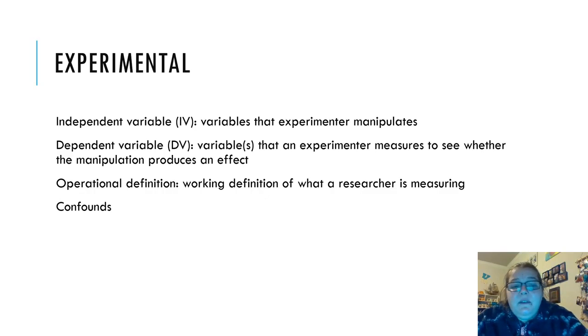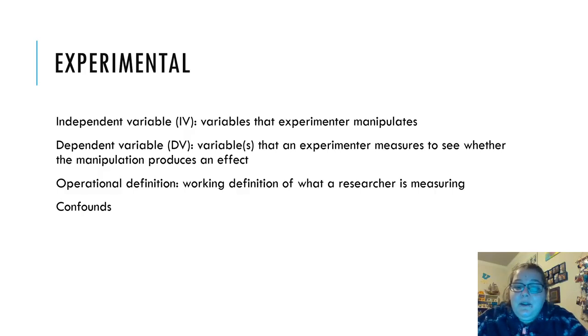So again, independent variable, IV, is the variable that the experimenter manipulates. A DV, or dependent variable, also commonly called an outcome variable, is the variable that an experimenter measures to see whether the manipulation produces an effect. This is why you want a control group, because if you just manipulate one thing and you get an effect, there's no way of knowing if that actually happened or if that would happen even if you didn't manipulate anything.